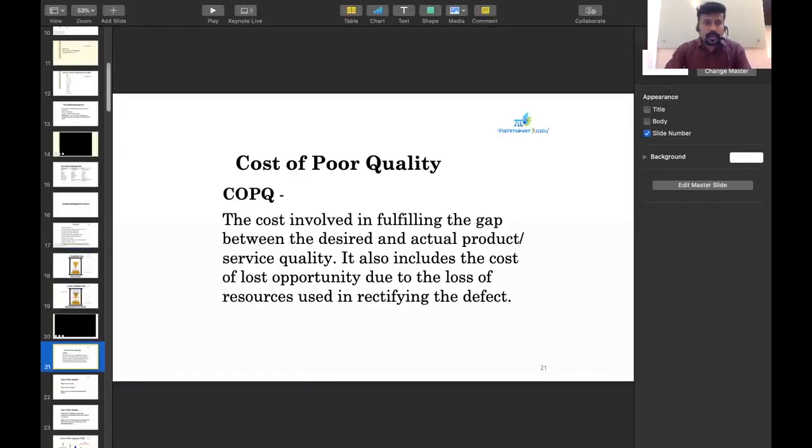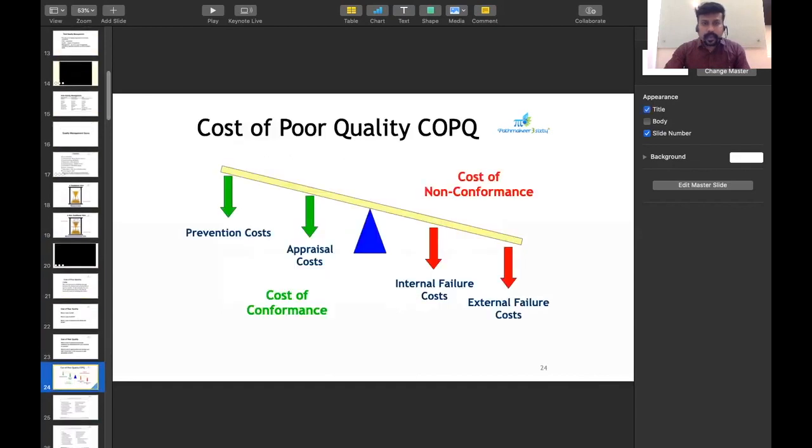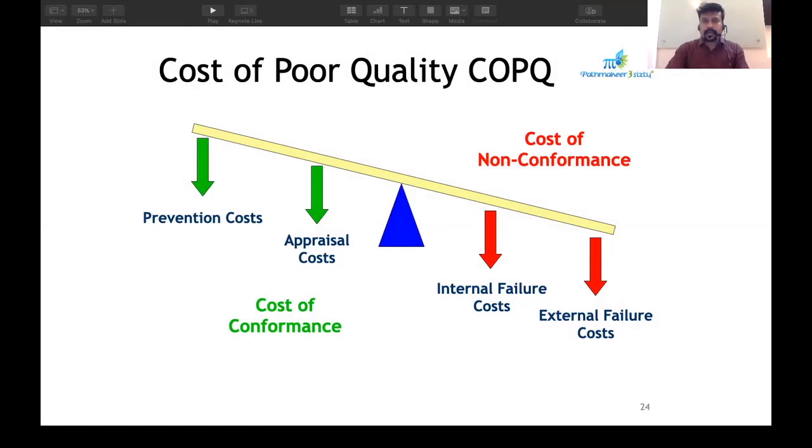So what are the types of cost of poor quality? We'll see that. So this is the types of cost of poor quality. 4 types of cost: prevention, appraisal, internal failure, and external failure cost. Let me explain you what is this prevention cost.